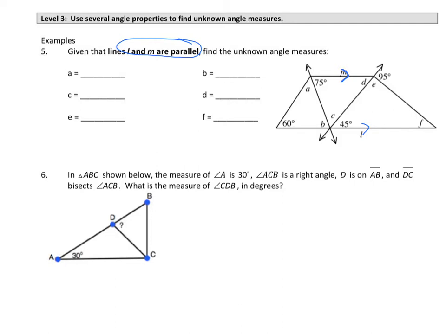So, for example, one thing you're going to look for is sort of a Z shape. If these are two parallel lines, and each line that crosses those two parallel lines is a transversal, we get sort of a Z shape. If we look for that Z, here's the Z, and the corners of the Z are alternate interior angles, so they are congruent angles. So the measure of angle B is going to be 75 degrees.